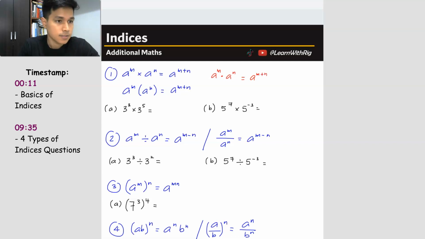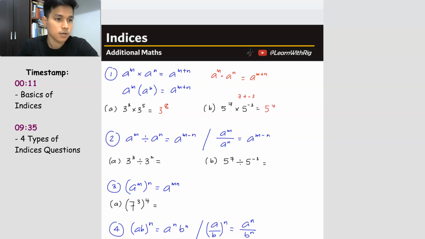Next, it can also be written in this format. It's the same thing. When you see a bracket, it means you're going to multiply, so you have to add the power. Let's see some examples. Multiply, so you add up these two, and you get 3 power 8. Next, there is a negative here, so that means 7 plus negative 3, so you get 5 power 4.